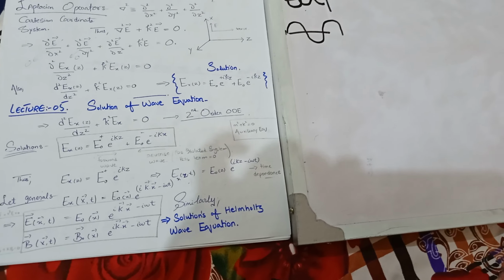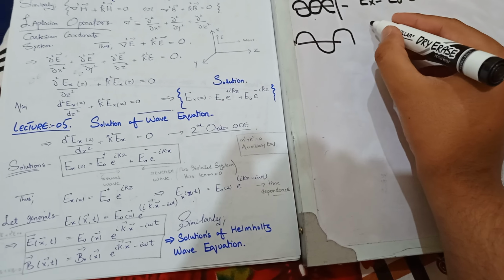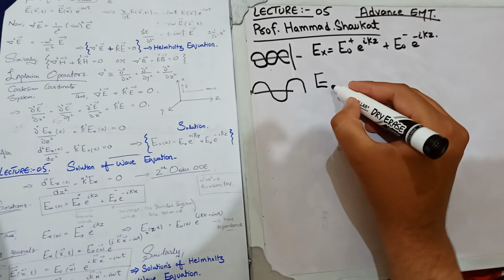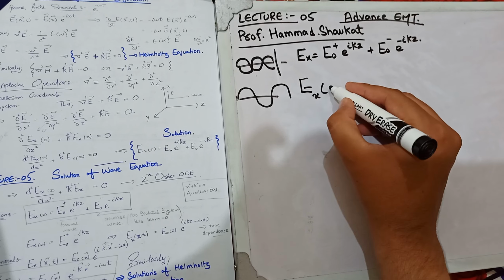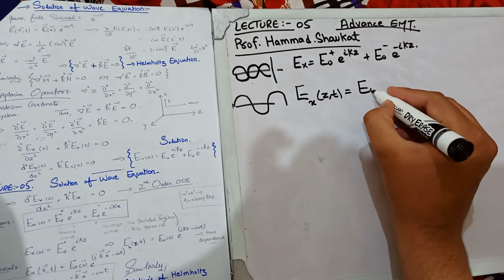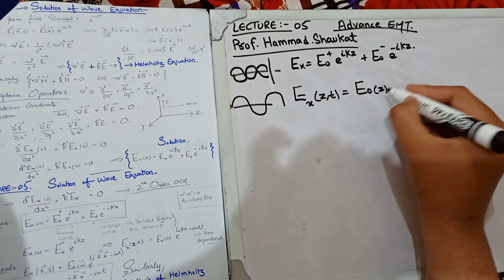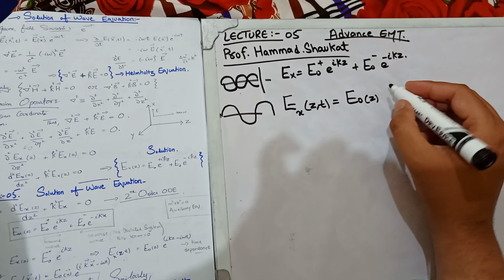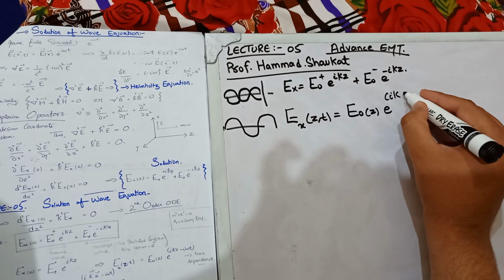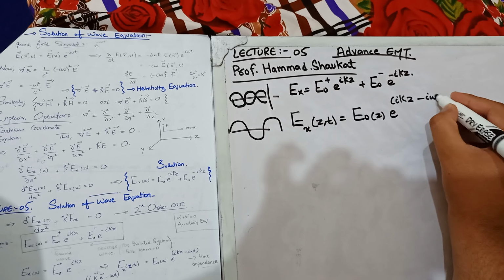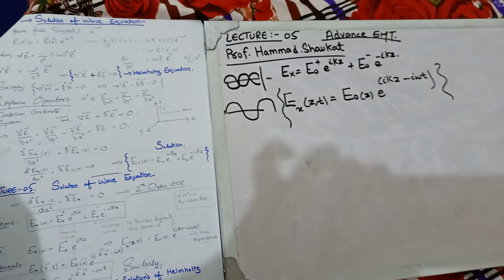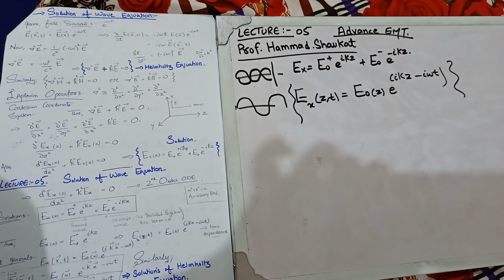Okay, this is in terms of space-time coordinates. So how can you write the electric field in the x-axis direction in z and space-time coordinates? It must equal E naught, which is the wave constant in the z direction because your wave is in the z direction, times e to the power iota kz minus iota omega t. So this is the complete formula of the electric field wave in terms of space-time coordinates.